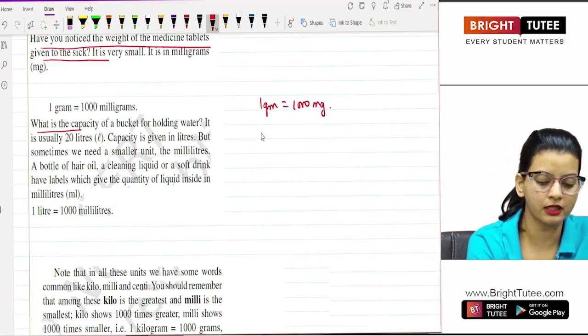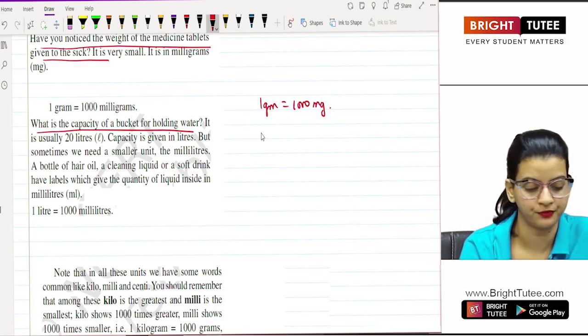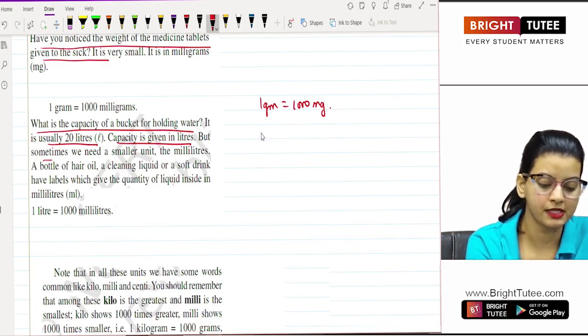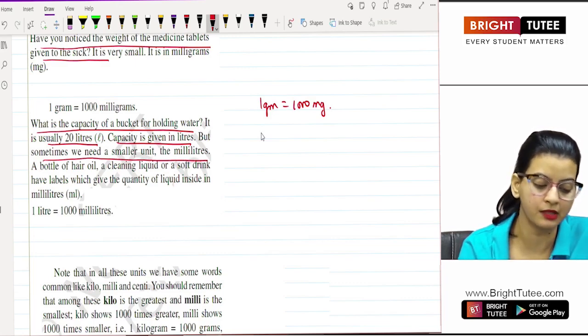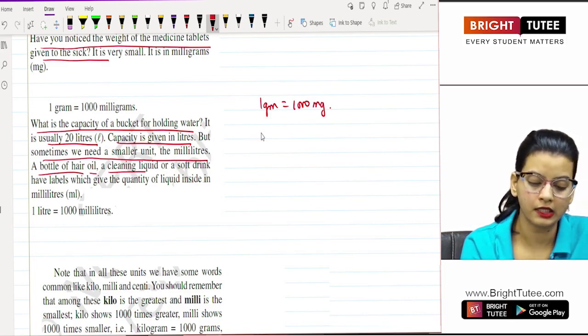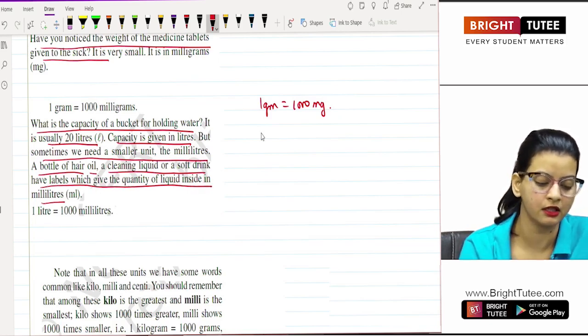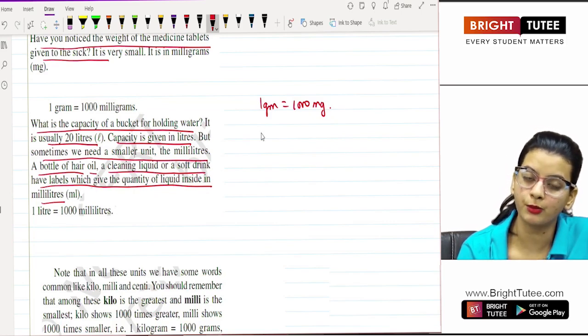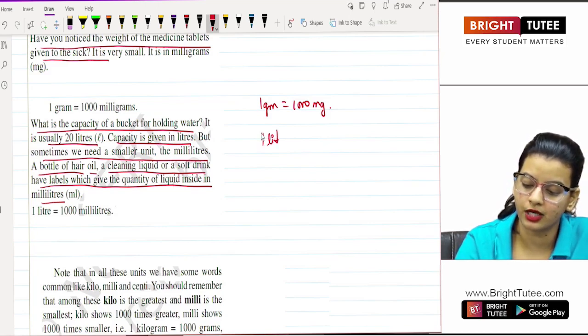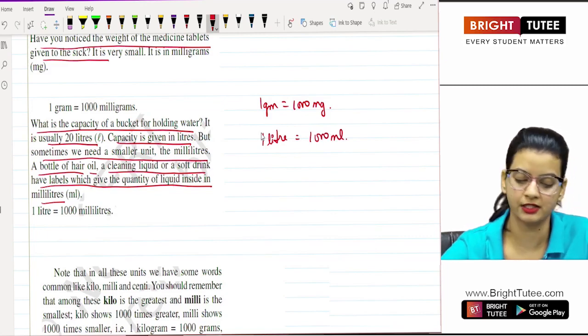So what is the capacity of a bucket for holding water? It is usually 20 liters, and capacity is given in liters. But sometimes we need a smaller unit like milliliters. A bottle of hair oil, a cleaning liquid or a soft drink has a label which gives the quantity of liquid inside in milliliters. So there are smaller bottles or containers in which the capacity is mentioned in milliliters, and 1 liter is equal to 1000 milliliters. So you need to keep these denotations in mind.